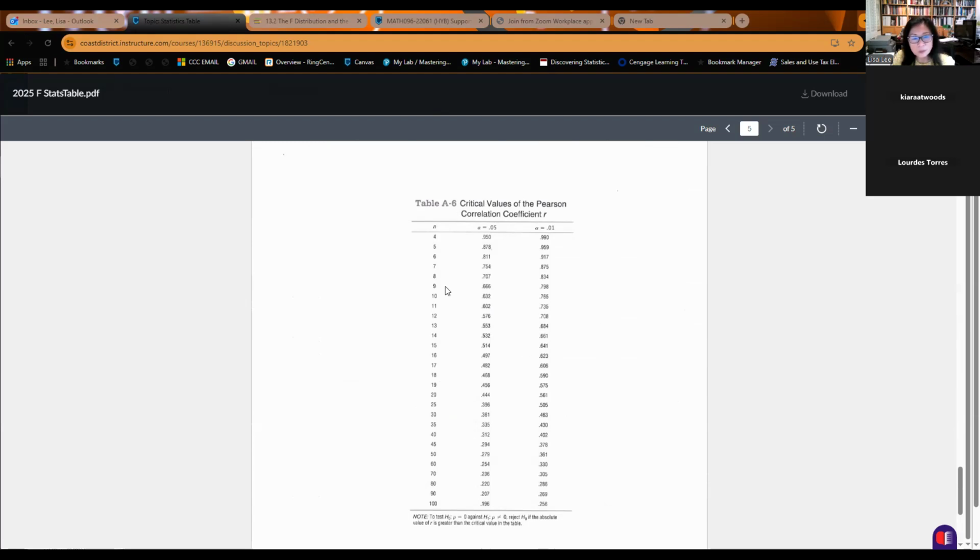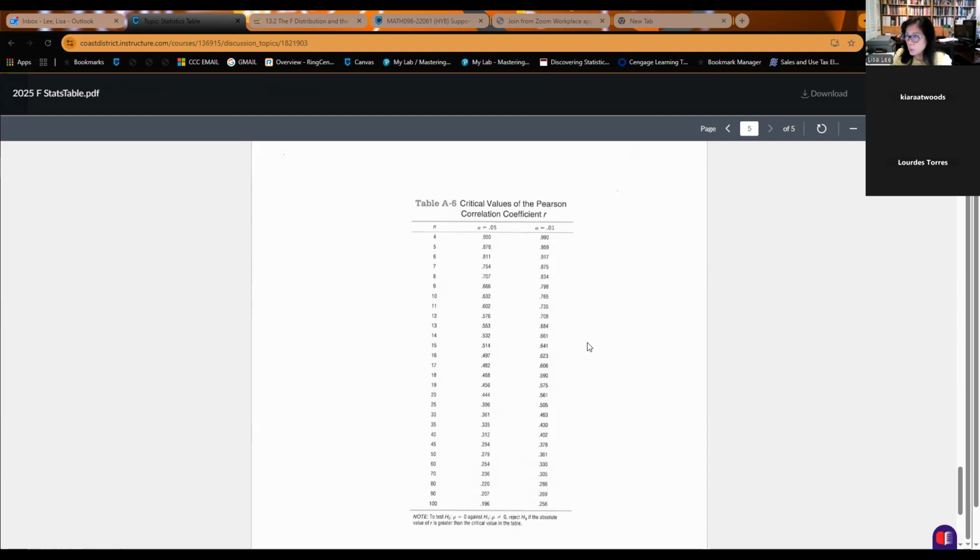For example, if I have sample data of 6, then I look at the right-hand side, and I will find the critical value is 0.811 under alpha 0.05. Sometimes the problem will tell you alpha is 0.01, like the exercise we will look at together, which was 0.01. So if it is 0.01, you just look under the 0.01, so the critical value is 0.917. That's how you look.